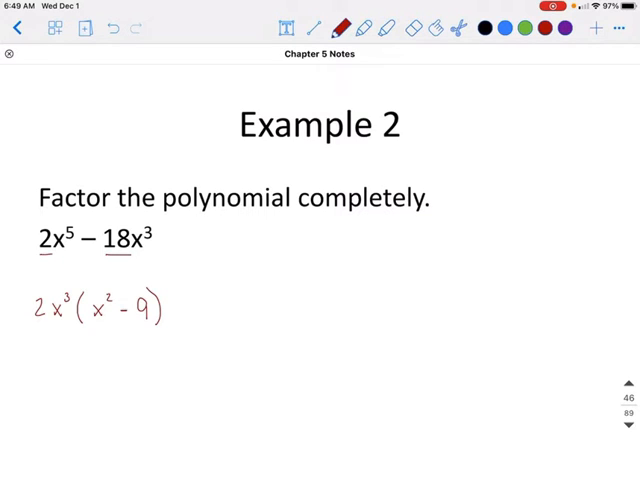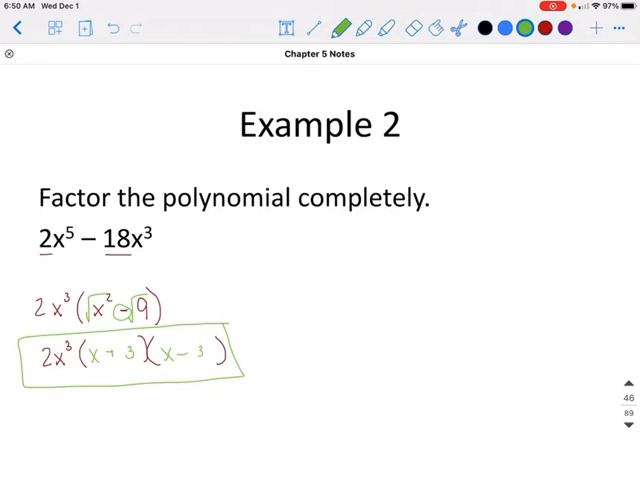Now, this is in the form of a difference of two squares. I can take the square root of both of those. It is subtraction, so we can factor that piece again. Remember, if I can take the square root of this piece and the square root of this piece, and if this is subtraction, we can factor. So the square root of x squared is x, the square root of 9 is 3, and we will have one positive and one negative. If you notice, there's nothing else that can be factored out, so we are done with this problem.